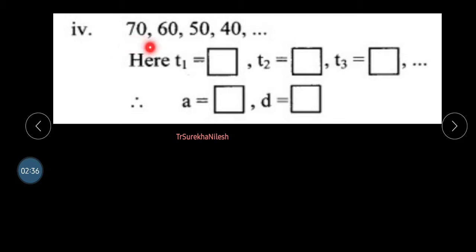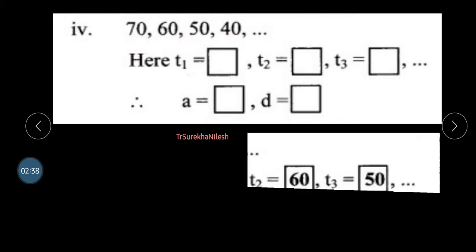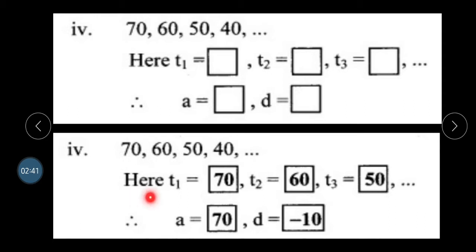Next question, 70, 60, 50, 40. Answer. The first term T1 equal to 70, second term T2 equal to 60, third term T3 equal to 50. Here the first term, that is A equal to 70, and the difference between them is minus 10. 60 minus 70 we will get minus 10, 50 minus 60 we will get minus 10, and 40 minus 50 again we will get minus 10.